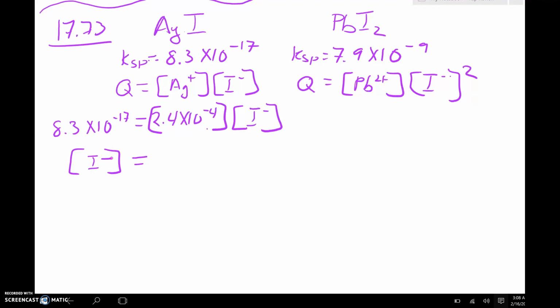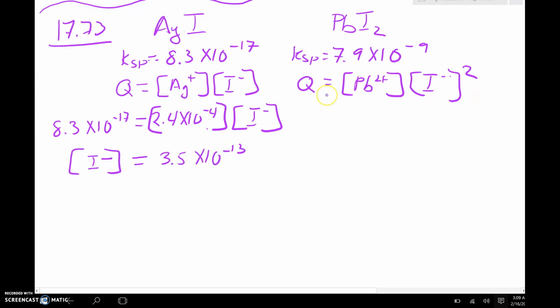8.3 times 10 to the negative 17th. All wrong on my calculator, trying again. Divided by 2.4 times 10 to the negative 4th. And I am at the problem that I didn't have the square, okay? So I'm getting 3.5 times 10 to the negative 13th.